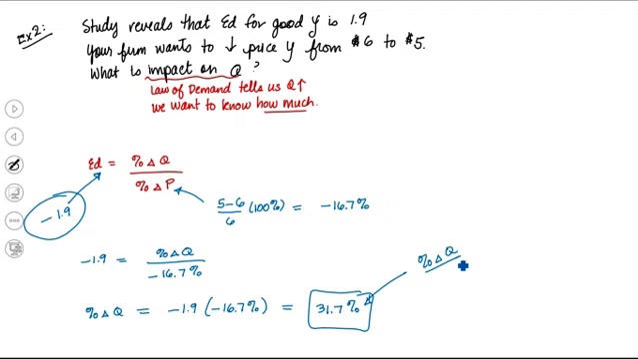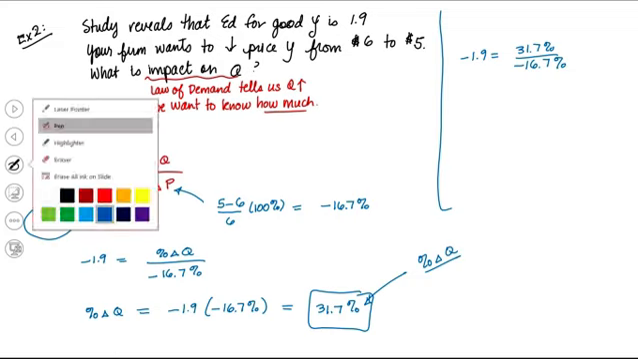Can I go back and check my work and make sure that I've not done anything stupid? Yeah. Negative 1.9 equals 31.7%, and I calculated the denominator is 16.7%. Does it look like the math works out? Yeah.